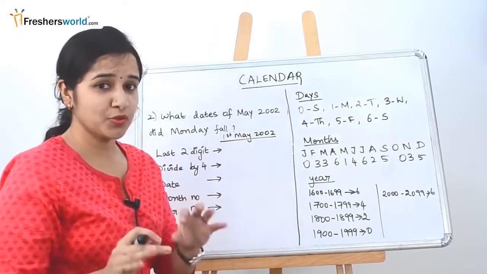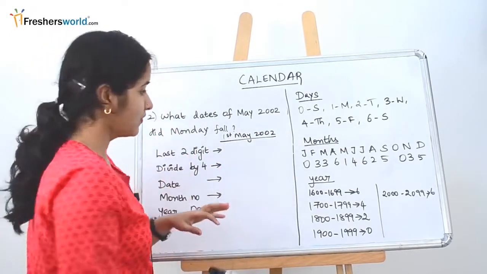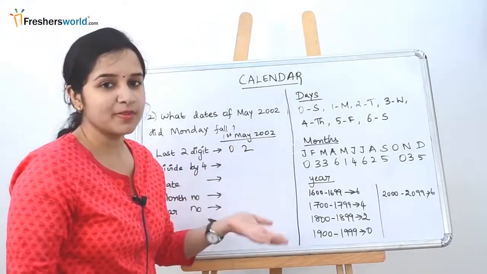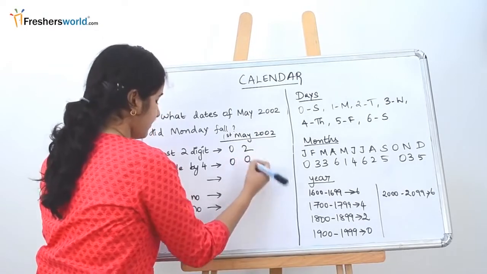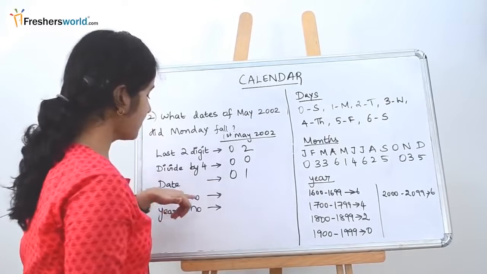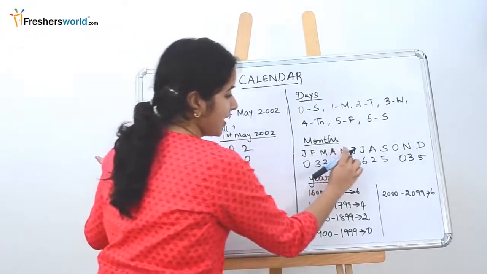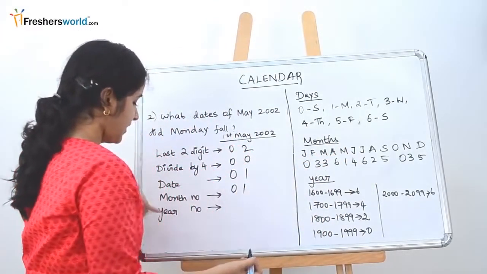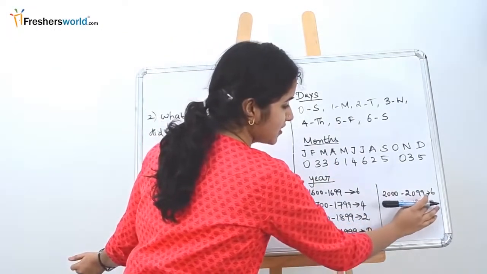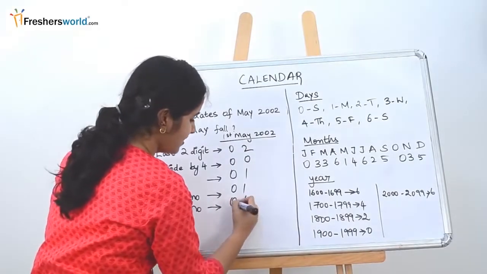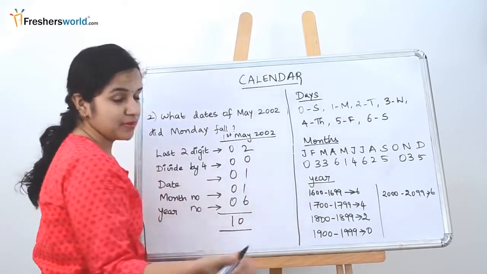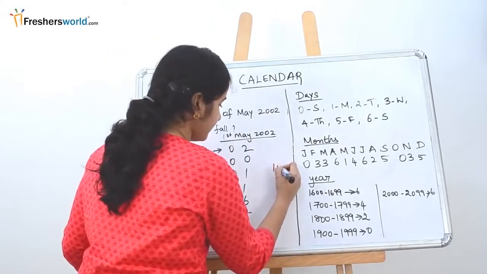We are going to solve it by the usual method. Take the last 2 digits of the year, 02. Divide it by 4, and the quotient is obviously going to be 0. Next is the date, 1st, 01. Next is the month number. It's May, which corresponds to 1. Year number: 2002 falls under 2000 to 2099, so the number corresponding to it is 6. So 2 plus 3, 4, 10. Similarly, we have to divide it by 7.